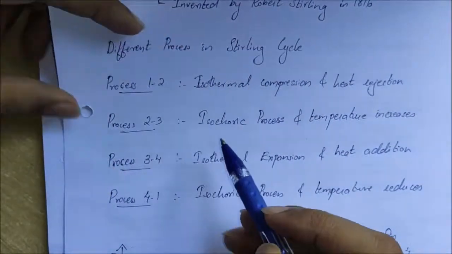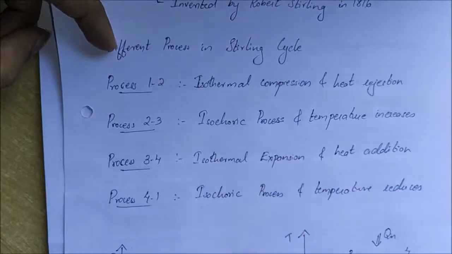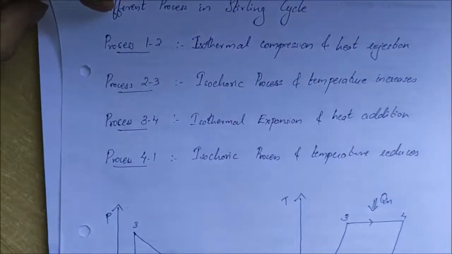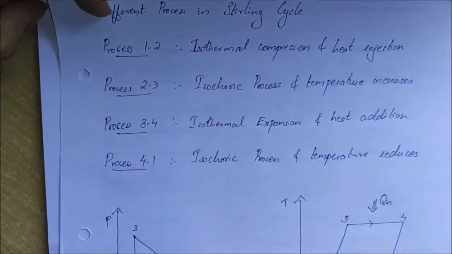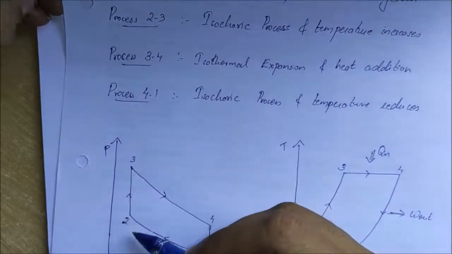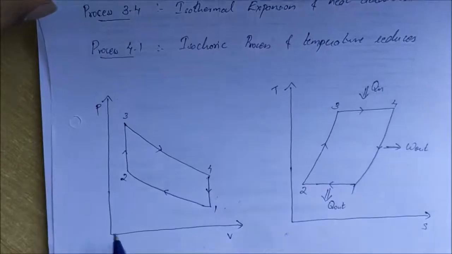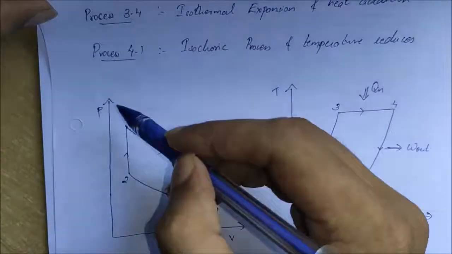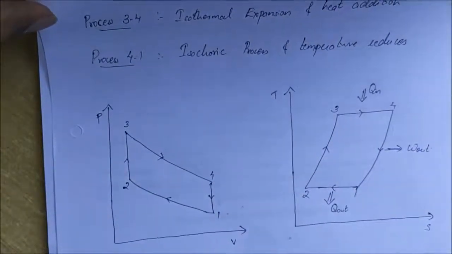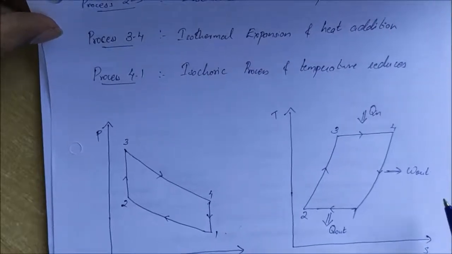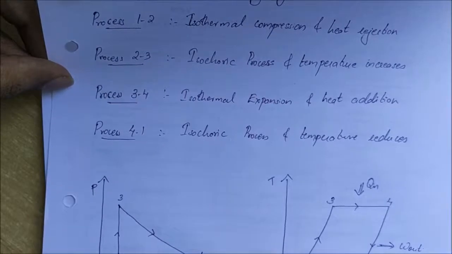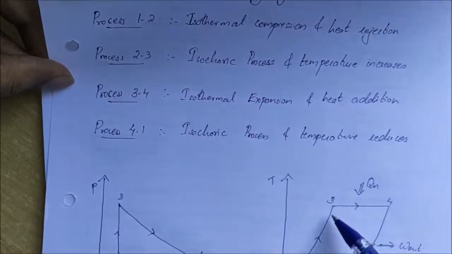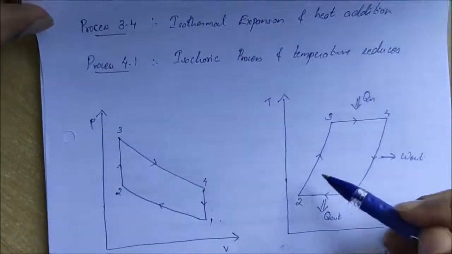Next, process 2 to 3, that is the isochoric process. Isochoric means a constant volume process. So the constant volume process I have drawn here, that is 2 to 3. It's a constant volume process. It's along the volume axis, so this will be the constant volume line. So process 2 to 3 is the constant volume process. Moving on to the TS diagram, in process 2 to 3 the temperature increases. So in process 2 to 3 the temperature is increasing here.